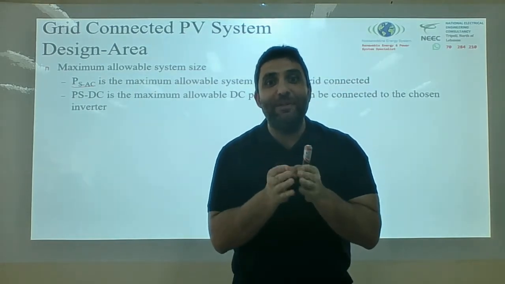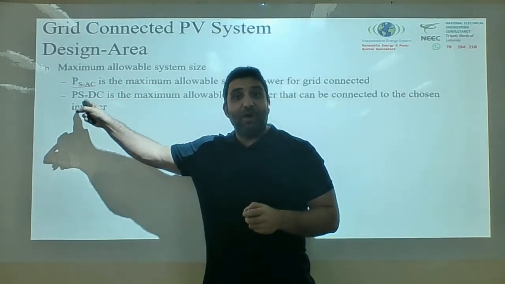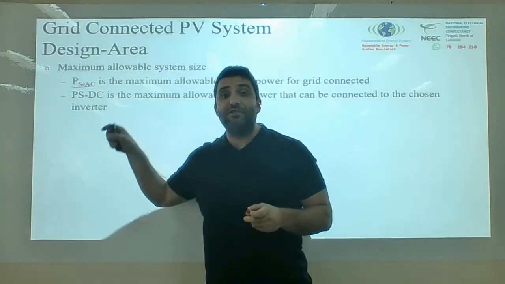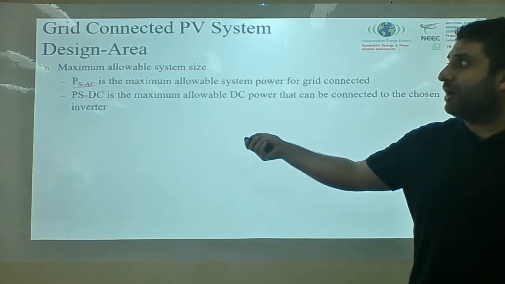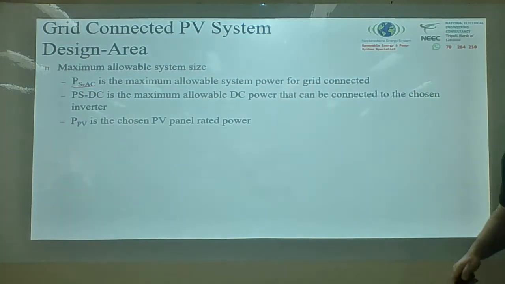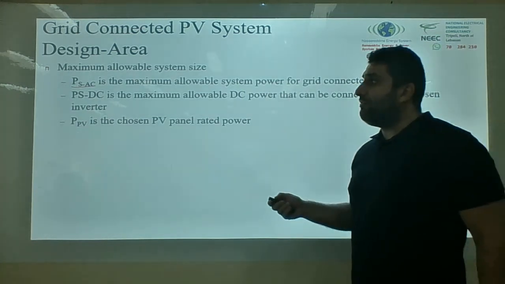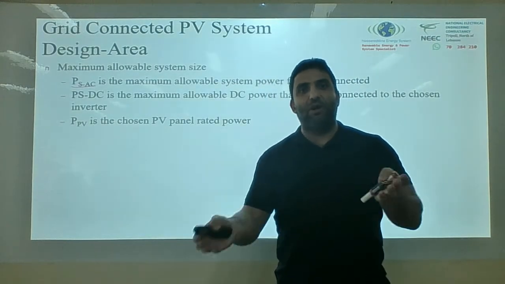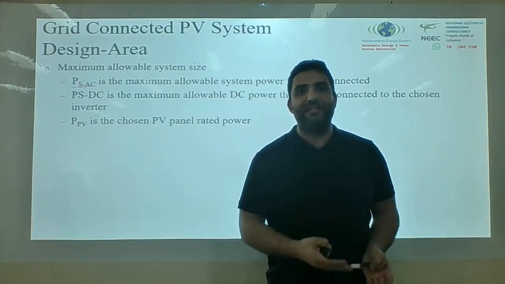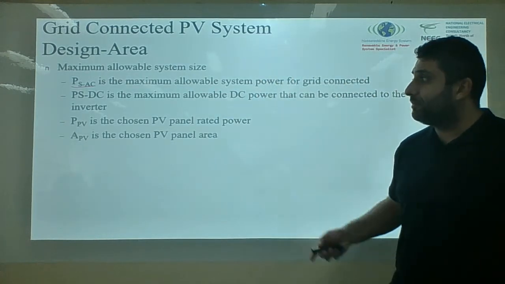I need to be able to size the number of my PV panels in the area based on the required DC power, not the AC. AC is governed by the utility. Then I choose a PV panel. Every PV panel, as we saw, has a rated power. Could be 200, 250 watt, 300, 360 watt, 400, 410 watt, depending on your choosing panel.